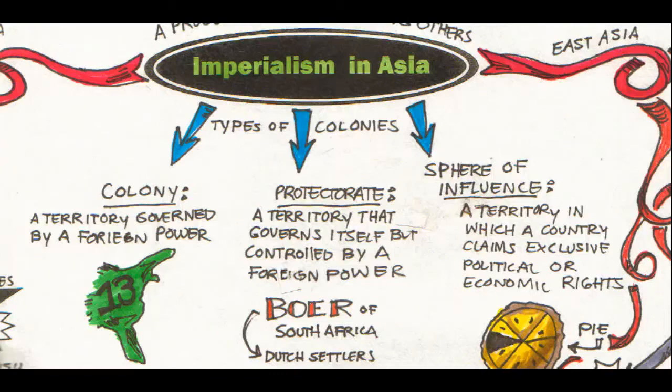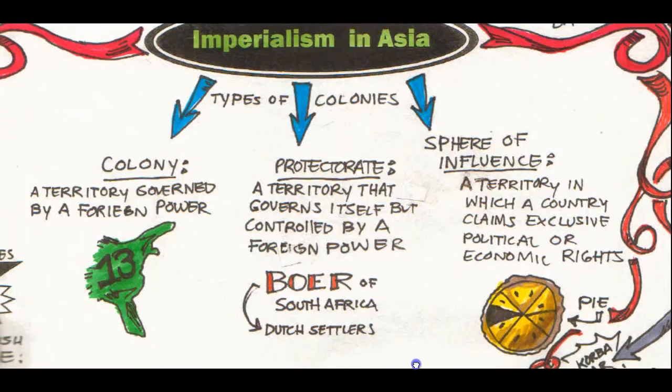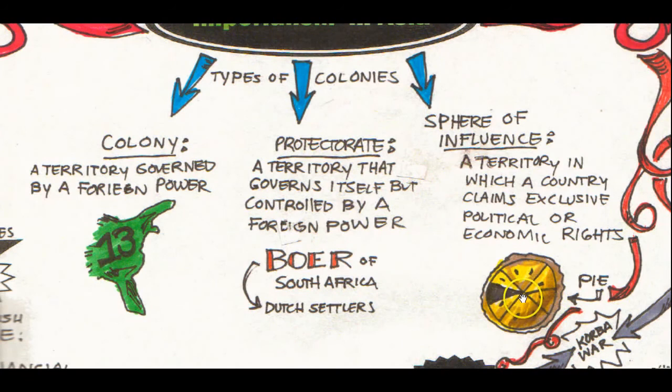Then we have a sphere of influence. This is just a territory in which a country claims exclusive political or economic rights, kind of like having a piece of the pie. What we're going to see is European nations going out and setting up these three types of colonies throughout the world, mainly being Asia, Africa, and then a little bit into Latin America.